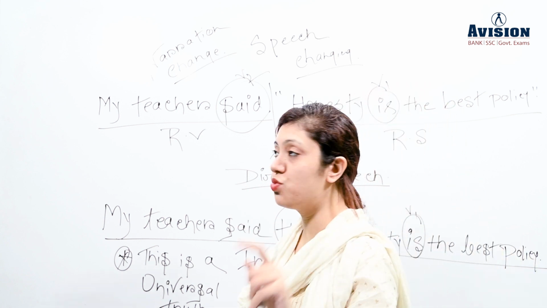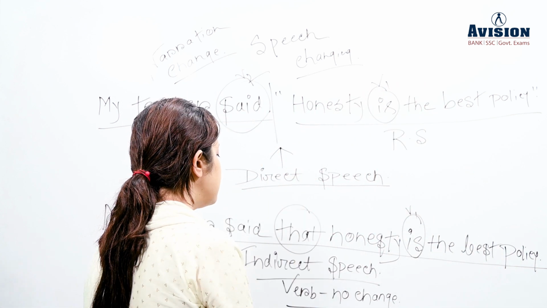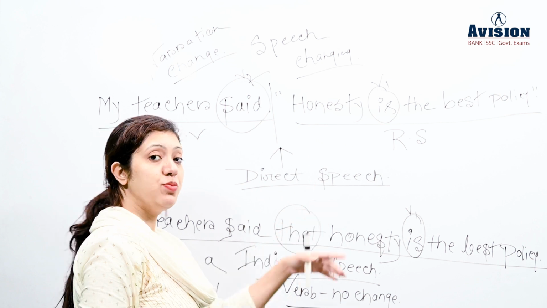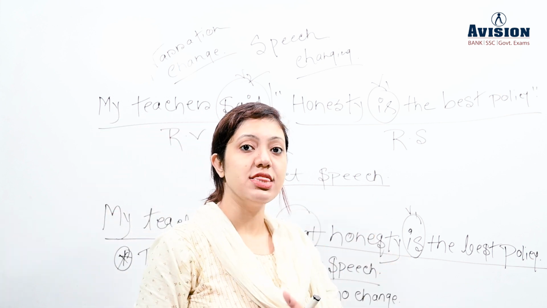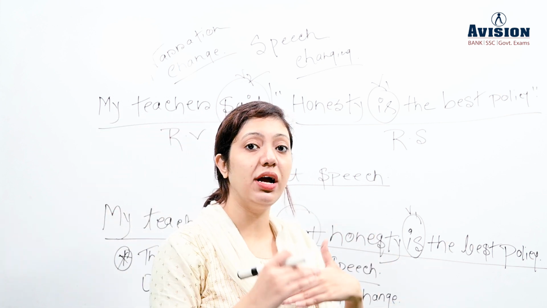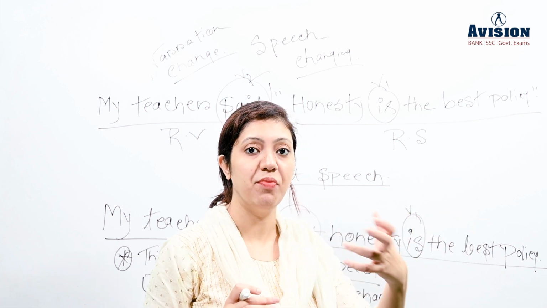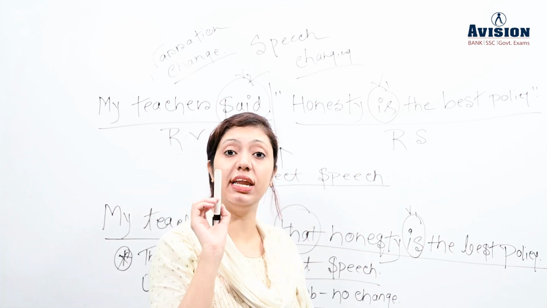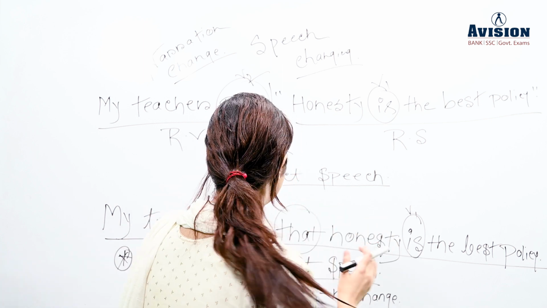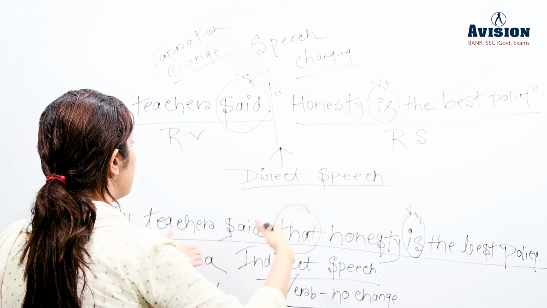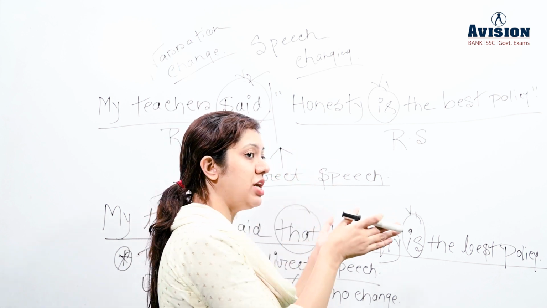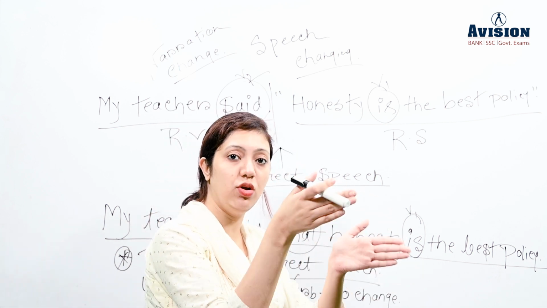দুটো section থাকে. First one is direct speech and second one is indirect speech. Direct speech মানে যে কথাটা আমি নিজে বলছি. The speech which the speaker is telling by himself or by herself. যখন speaker কোনো কথা নিজে বলে, that is called direct speech. And what is indirect speech? When the same speech actually is told by somebody else. যখন ওই same speech টাই অন্য কেউ বলে দেয় সেই স্পিকারের হয়ে.